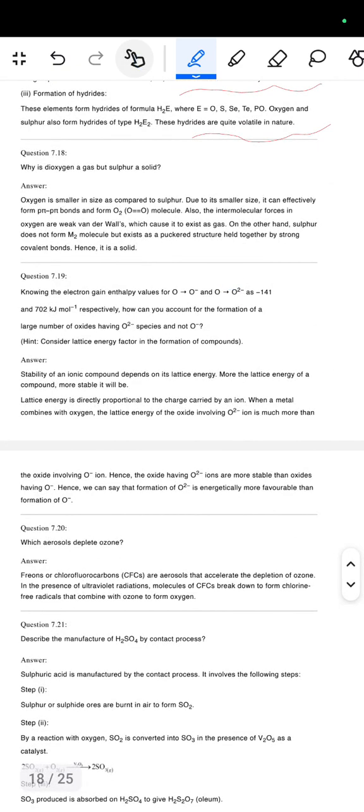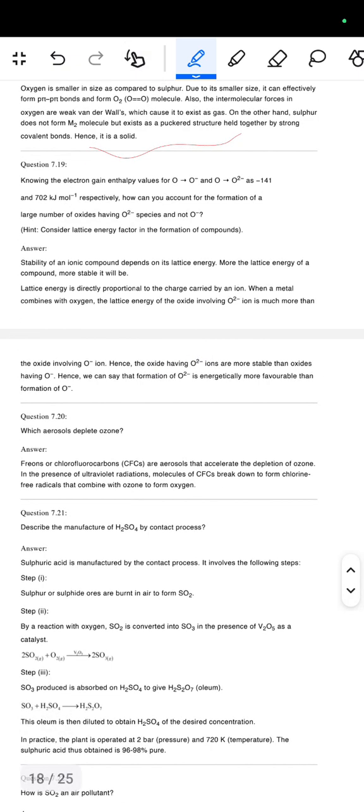फिर आता है why dioxygen is a gas but sulfur is a solid. Oxygen is smaller in size compared to sulfur. Due to its smaller size, it can effectively form the pπ-pπ bond and form the O2 molecule. As a result, the intermolecular forces of oxygen are weak van der Waals forces, which cause it to exist as a gas. On the other hand, sulfur does not form an S2 molecule, but has a puckered S8 structure held together by strong covalent bonds. In fact, ये क्या होता है solid.